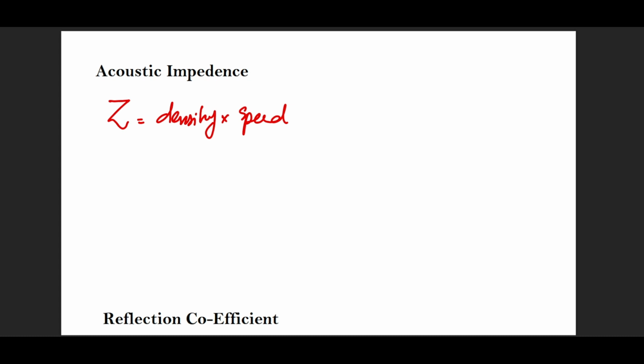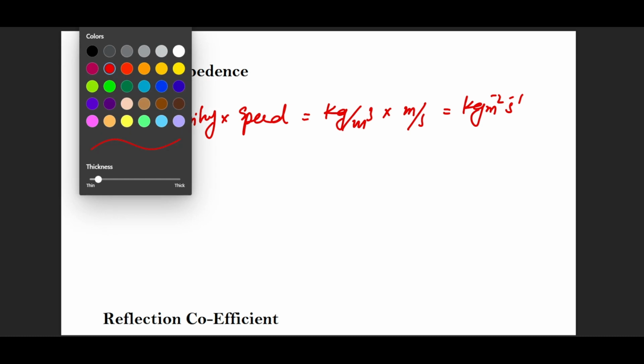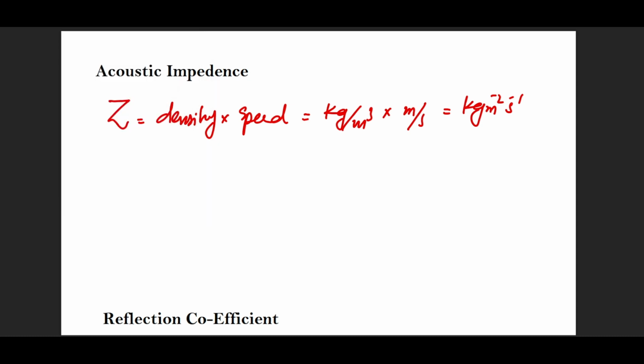Now, the unit of this system is going to become very simple. Density is kg per meter cube and speed is meters per second, right? So when you simplify this, what does that become? This becomes kg m^-2 s^-1. Simple as that. What is the meaning of this? What is it trying to do?